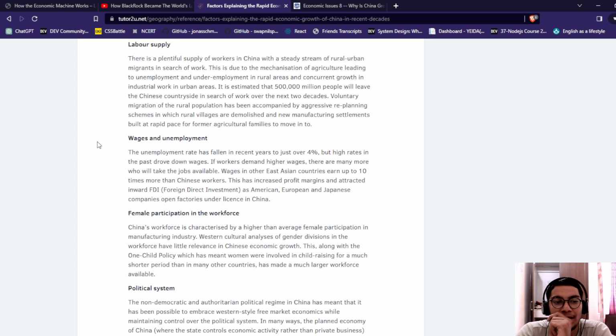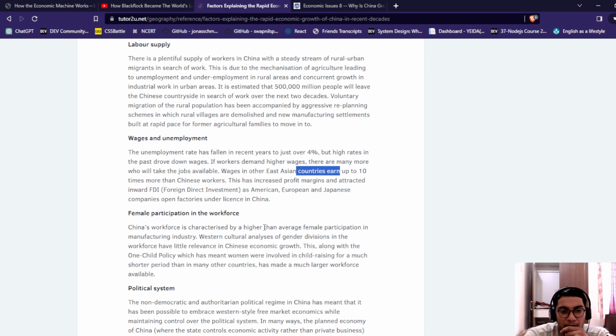Wages and unemployment. The unemployment rate has been falling in recent years to just over 4%, but there were high rates in the past 12 years. If workers demand higher wages, there are many more who will take the jobs available. Wages in other East Asian countries are 10 times more than those of Chinese workers. This has increased profit margins and attracted inward FDI, foreign direct investment, as European and Japanese companies open factories under license in China.